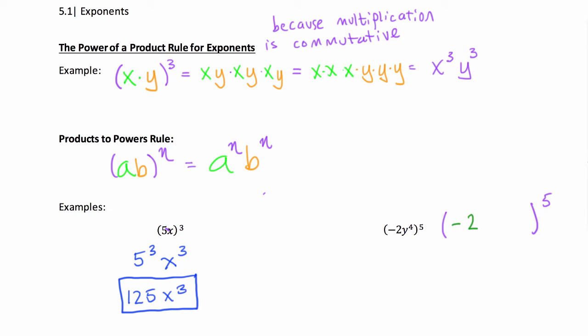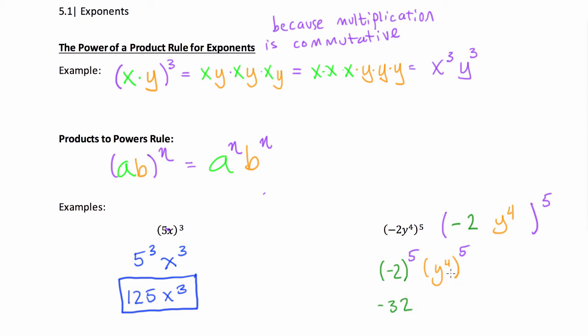And then the next thing is y to the fourth. So what happens when I do this is I have that -2 to the fifth power times y to the fourth to the fifth power. And this is where these problems start to get kind of interesting once we're using all these rules at once. So now over here I can just do -2 to the fifth. That's -32 because it's an odd power.